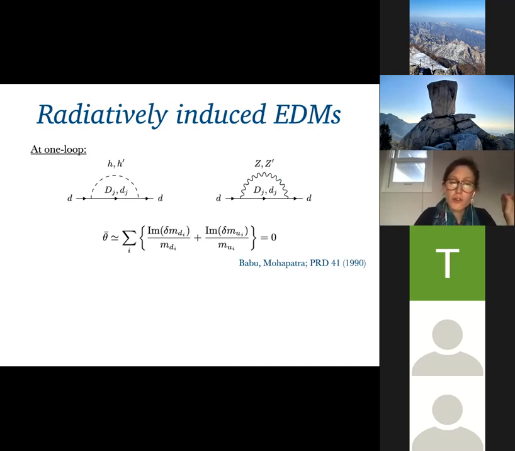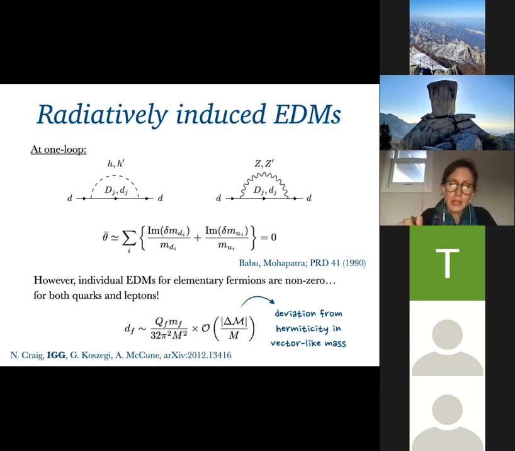At one loop, there are corrections to the quark mass matrix that in general are complex. So the relevant diagrams are these. They involve the Higgses and the C and C primes, as well as the heavy mirror fermions propagating in the loop. So the contribution to the quark mass matrix from these diagrams in general is complex, but when you trace over all of the flavors to find out the contribution to theta bar, in fact, the answer is zero. So theta bar stays zero also at one loop. And in fact, this calculation was first done in this original paper.